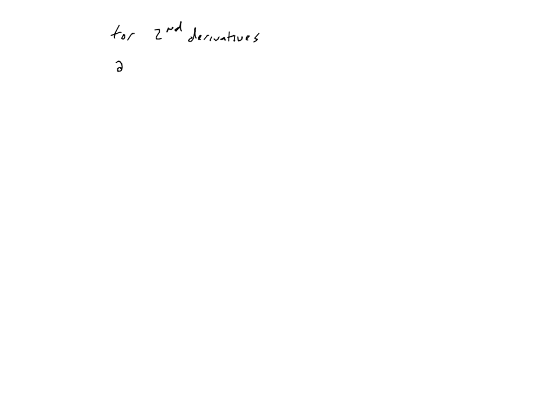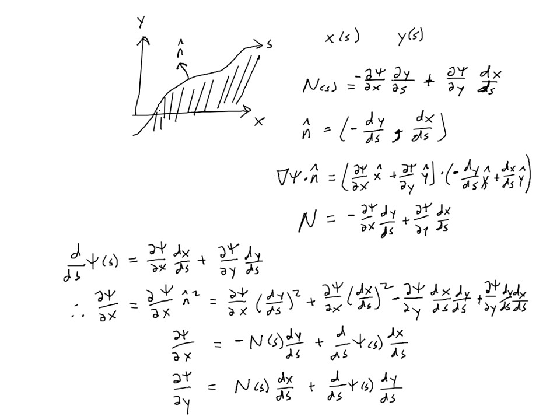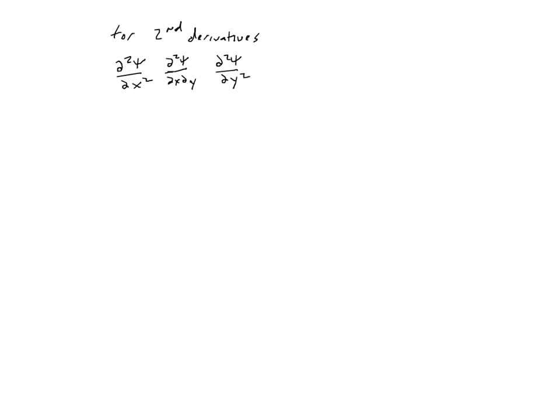So for second derivatives, you've got the second derivative of psi with respect to x squared. You've got the second derivative of psi with respect to both x and y. And you've got the second derivative of psi with respect to y only. And so what you can do is take the first derivative terms here and just differentiate them again in order to get these three terms.